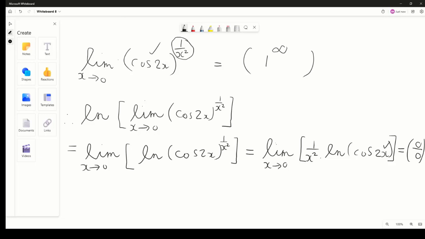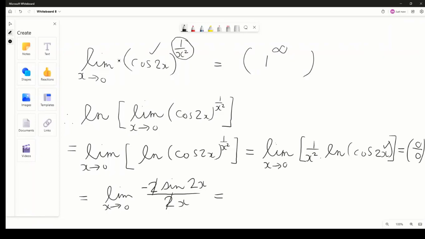This equates to the limit as x tends to 0. Now I differentiate. The derivative of cosine is minus sine, right? And the derivative of 2x is 2. So it's minus 2 sine 2x. And the derivative of x squared in the denominator is 2x, right? So I've got this kind of thing. Can you see that? Yes.